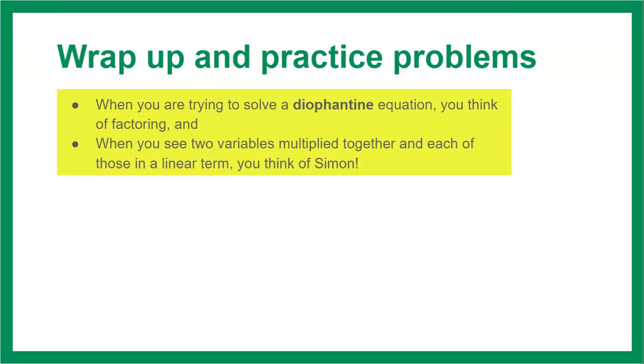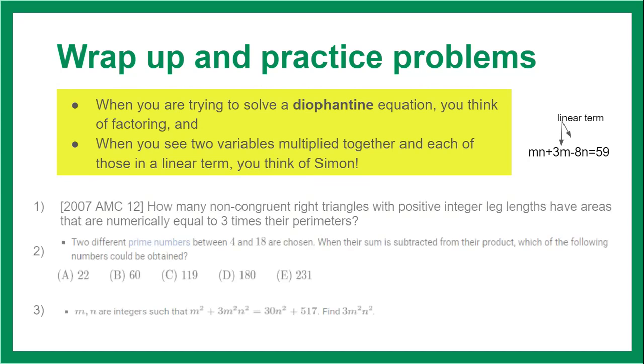So as a wrap up, when you are trying to solve a Diophantine equation, you should think of factoring, and when you see two variables multiplied together and then each of these in a linear term, you should think of Simon. Here are a couple practice problems you can do for fun. I'll list the answers in the description.